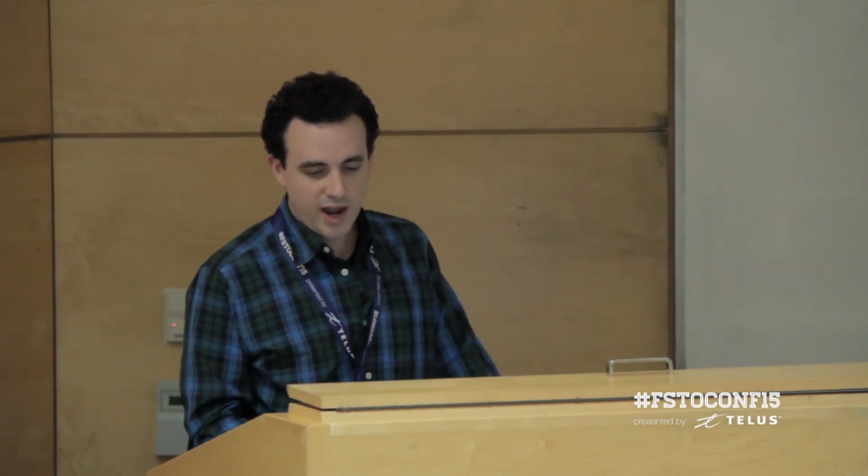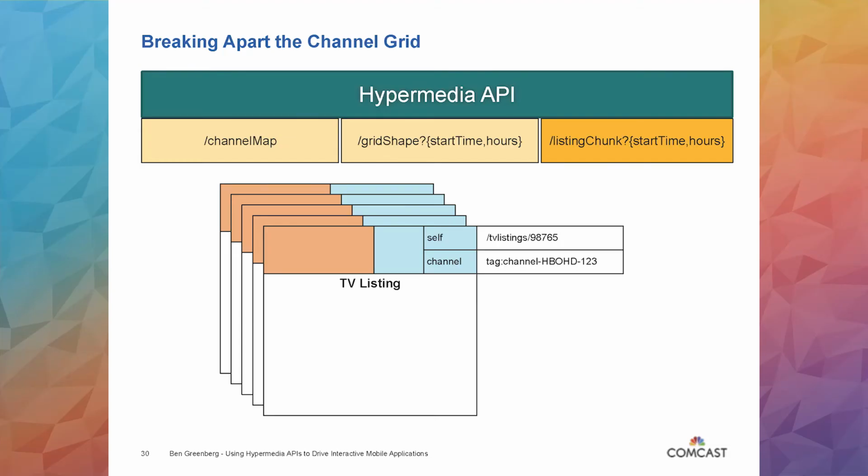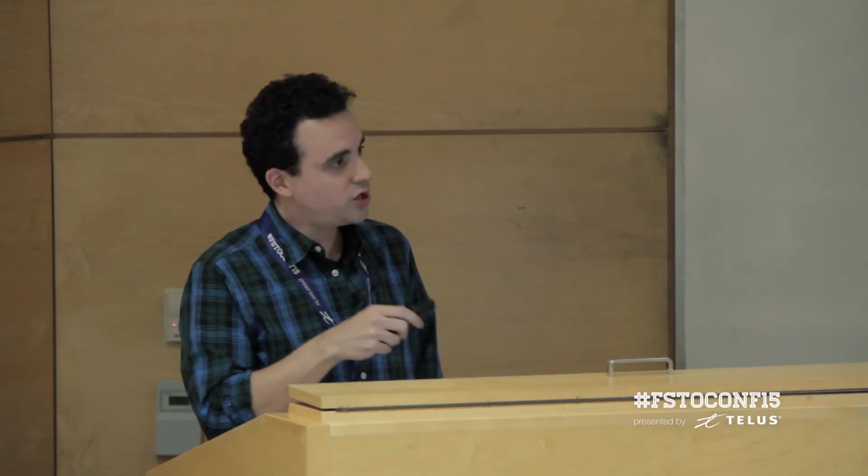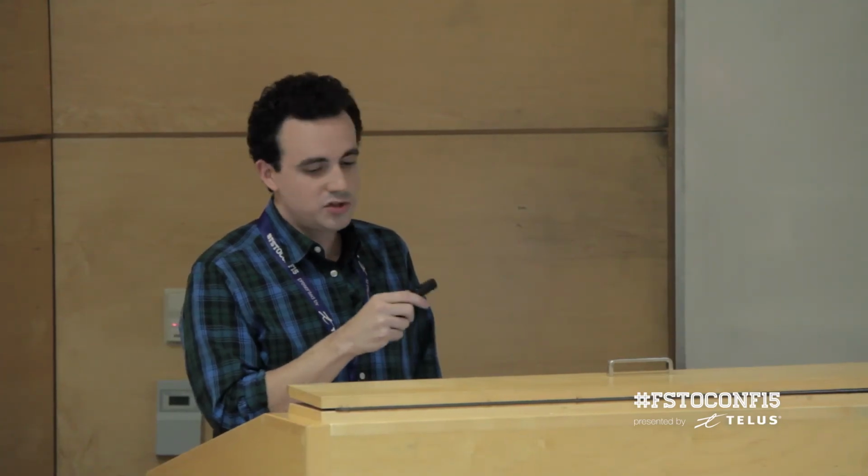And then finally, we have a call called listing chunks, which gives you back a chunk of listings. Again, we have these resources called TV listings, and this is basically a whole dump of listings. It doesn't really matter the order because they have their start time and a link back to a channel. So this also references the channel resources that we got back in the channel map call.